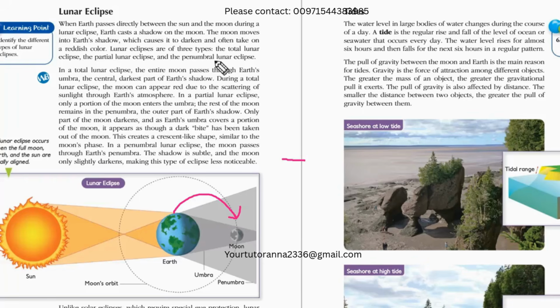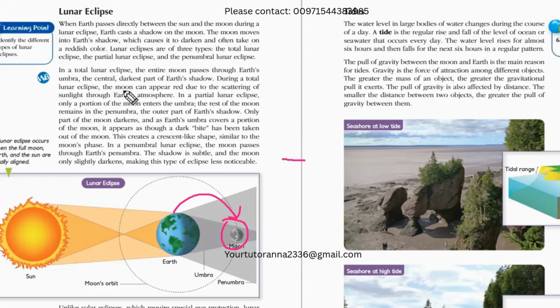Lunar eclipses are of three types: the total lunar eclipse, the partial lunar eclipse, and the penumbral lunar eclipse. So there are three types, okay? Total, partial, and penumbral. In the total, the complete lunar eclipse, the entire moon passes through the Earth's umbra. So everything is dark. Like here, everything is dark. None of the light is being passed onto the moon from the sun. Nothing, during the total lunar eclipse.